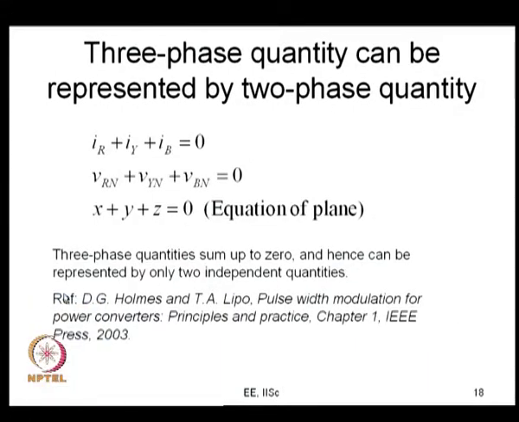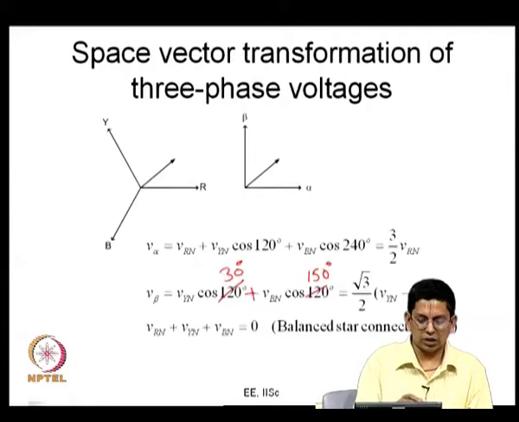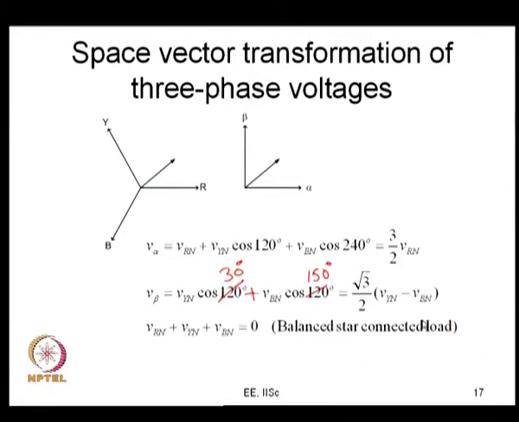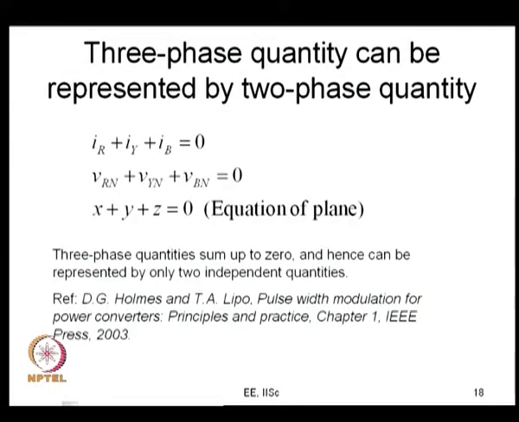So, this is the transformation for 3 phase voltages, very similar to that. V alpha is 3 by 2 Vrn and V beta is equal to root 3 by 2 times Vyn minus Vbn. So, this is the space vector transformation of 3 phase voltages. So, 3 phase voltage is converted into an equivalent 2 phase voltage.